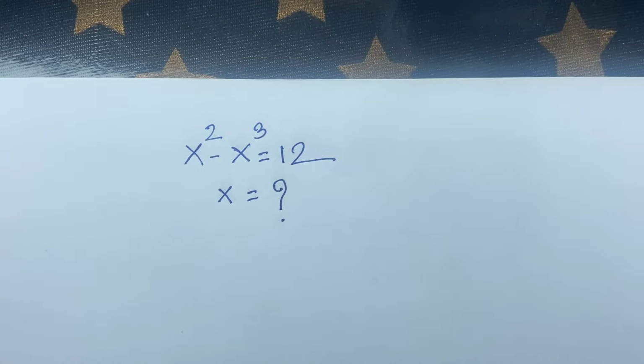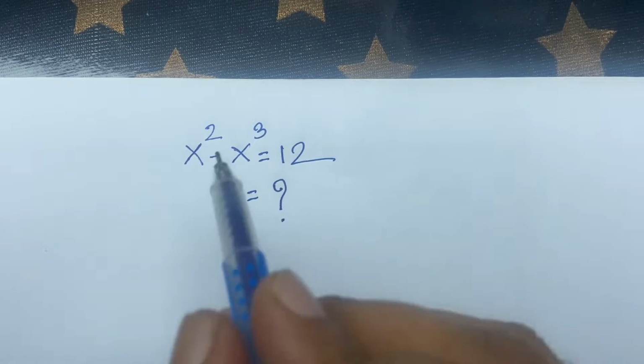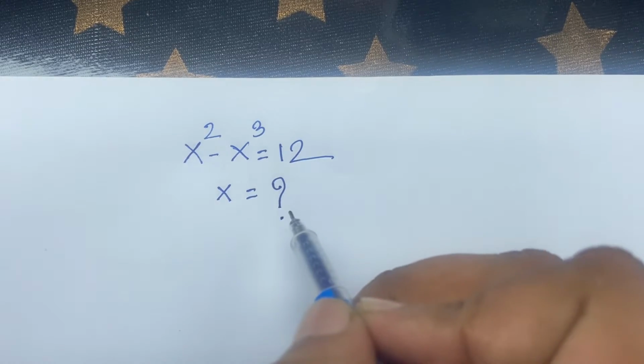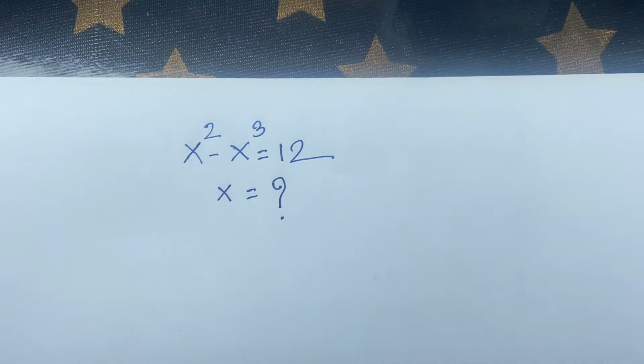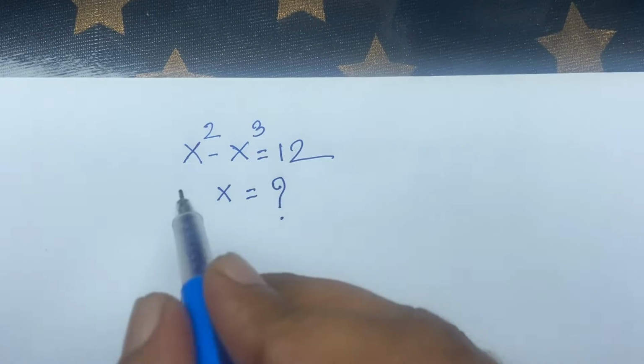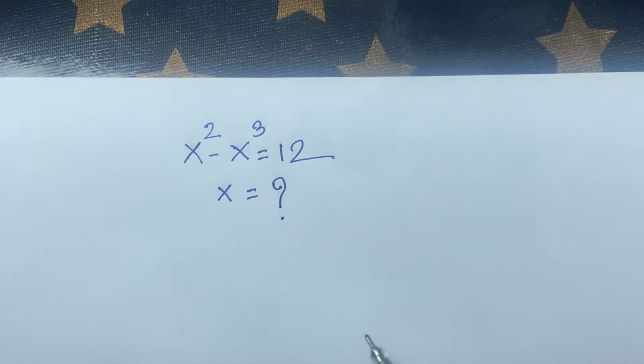Hello everyone, in this video we are going to solve this interesting math question. x square minus x cube is equal to 12, and we are going to find out what is the value of x in this exponential equation. So how to solve this math Olympiad question? Our question is x square minus x cube is equal to 12.